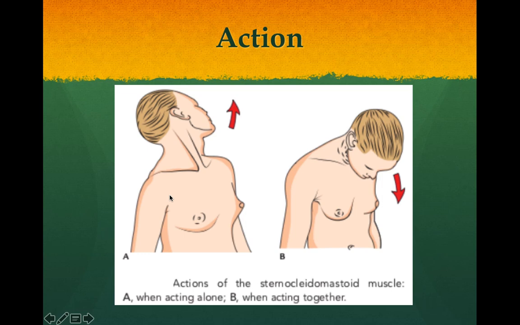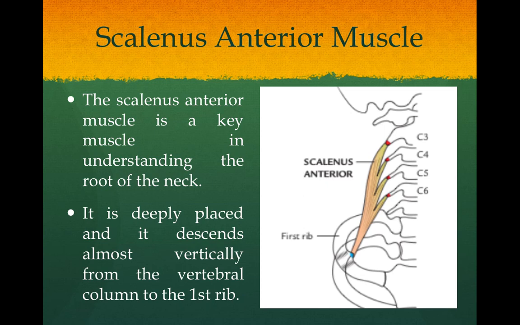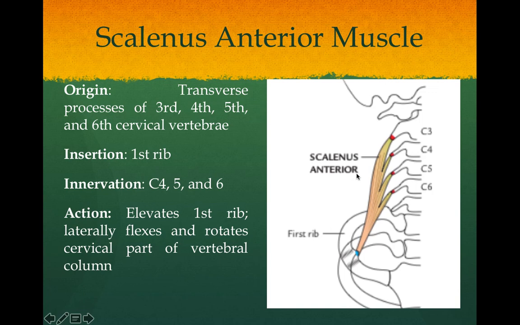Also, we have another important muscle in the neck, and it is the key muscle for understanding the root of the neck. It is the scalenus anterior muscle. The scalenus anterior muscle is deeply situated, and it descends almost vertically. As we see here, the orientation of this muscle is almost vertical, from the vertebral column to the first rib.